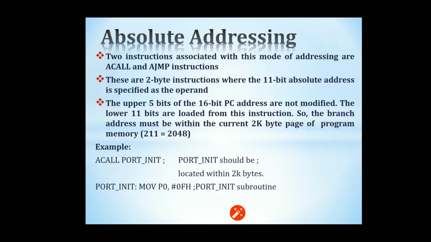The next one is absolute addressing mode. The two instructions associated with this mode of addressing are the call and jump instructions. These are 2-byte instructions where an 11-bit absolute address is specified as the operand. The upper 5 bits of the 16-bit program counter address are not modified. The lower 11 bits are loaded from this instruction. So the branch address must be within the current 2K byte of program memory. The example is ACALL port_init, where port_init should be a location within the 2 kilobytes of memory.